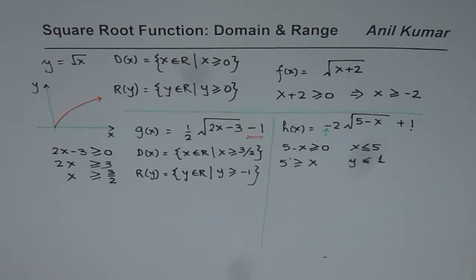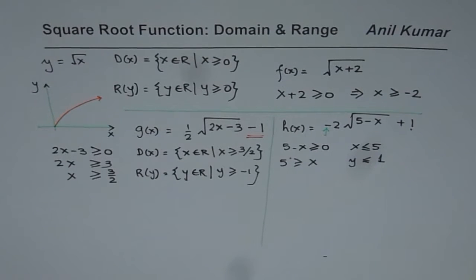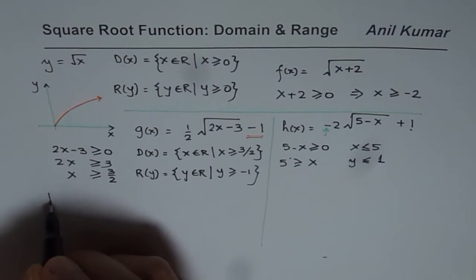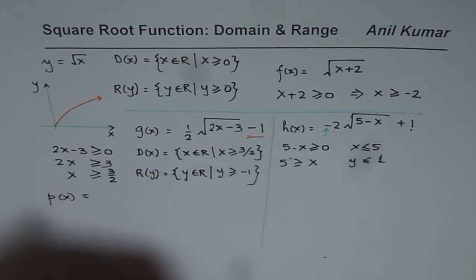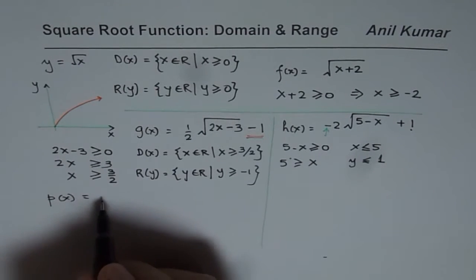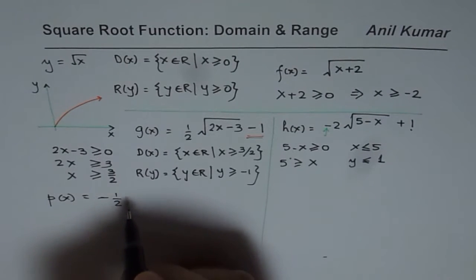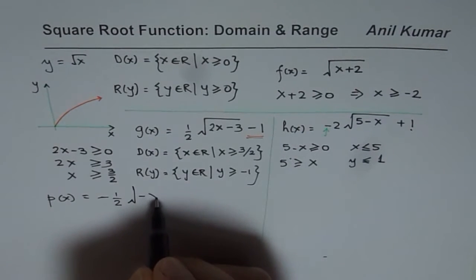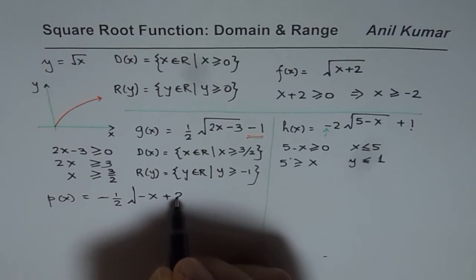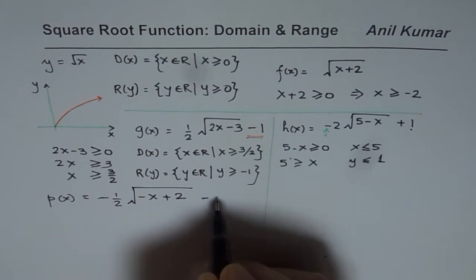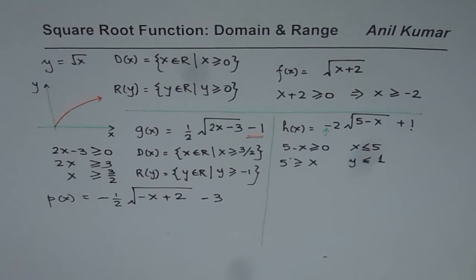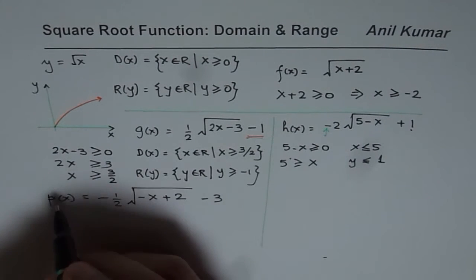Now here is a test question for you to write domain and range. So let me use another function, which is, let us say, p of x equals minus half square root of minus x plus 2, minus 3. So if that is my function, then what should be the domain and range? You can pause the video, answer this particular question, and if you get the right answer, that means you have understood the concept, right? So let us work it out the way we did earlier.